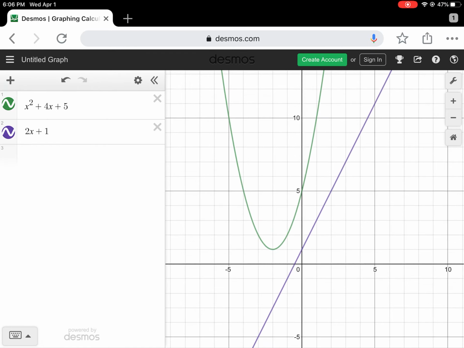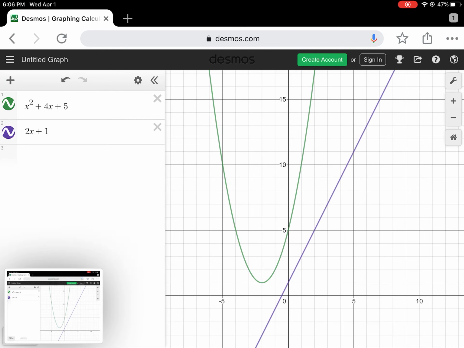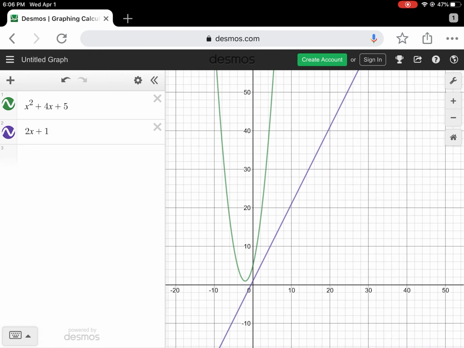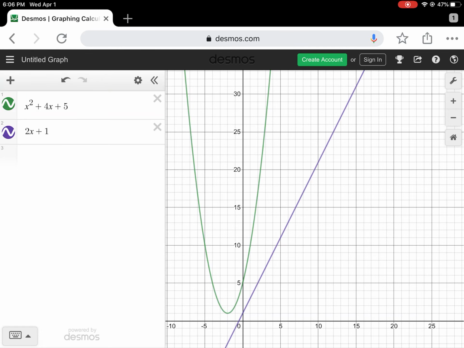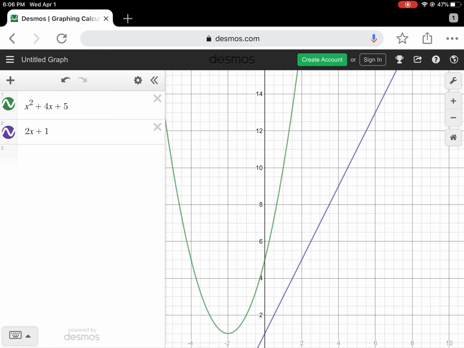2x plus 1. Oh my goodness, would you look at that? Well, take a screenshot, smile. Sweet. Alright, so clearly we can see that these two graphs do not intersect. I can keep on zooming and zooming, and we're going to see that they're never going to intersect.